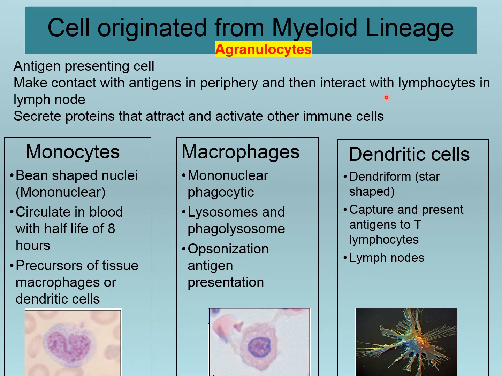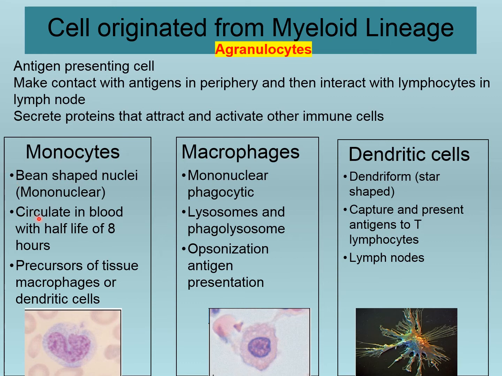These agranulocytes also secrete protein which attracts and activates other immune cells. So basically there are three different types of agranulocytes: monocytes, macrophages, and dendritic cells. Let's discuss them one by one. So monocytes are generally mononuclear, having one nucleus, which is generally bean-shaped.